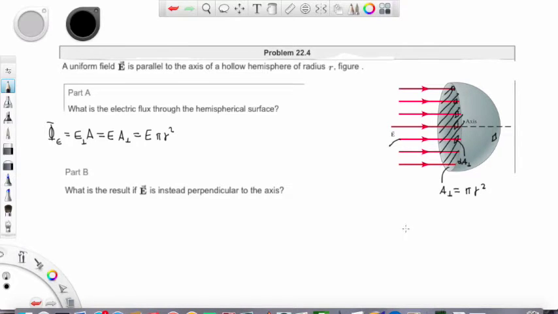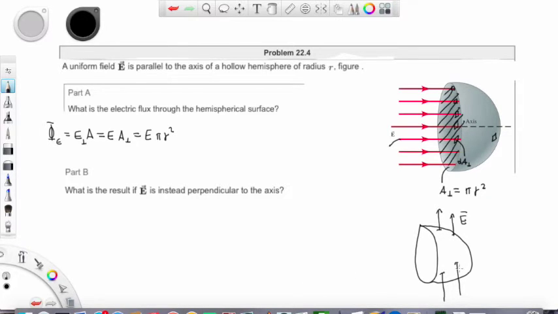Part B asks what is the result if E is instead perpendicular to the axis. So here we have our shell. In this case, the E lines are coming from this direction. They will penetrate the shell and come out on the other side. Something like this.